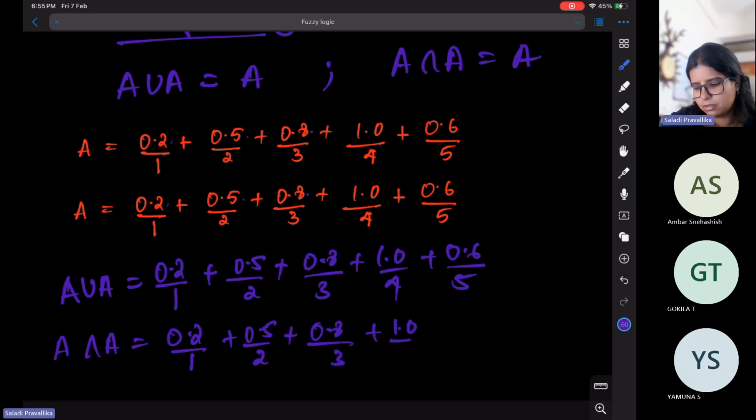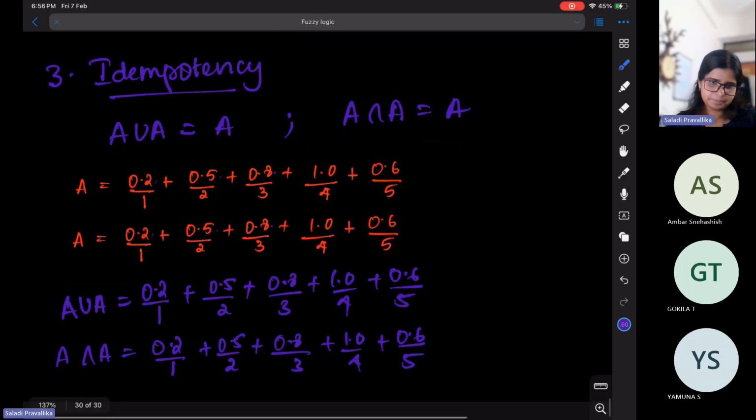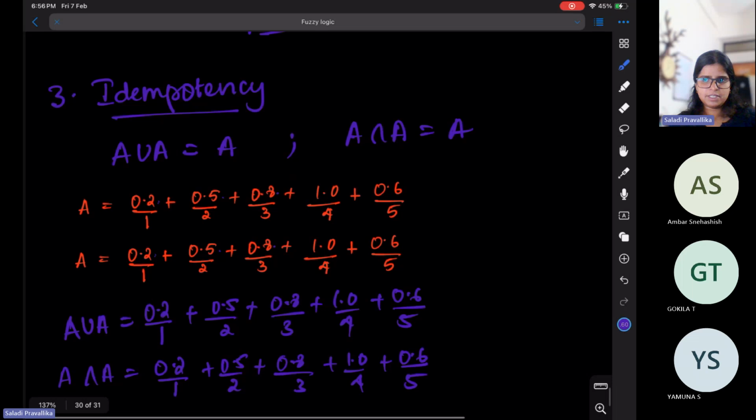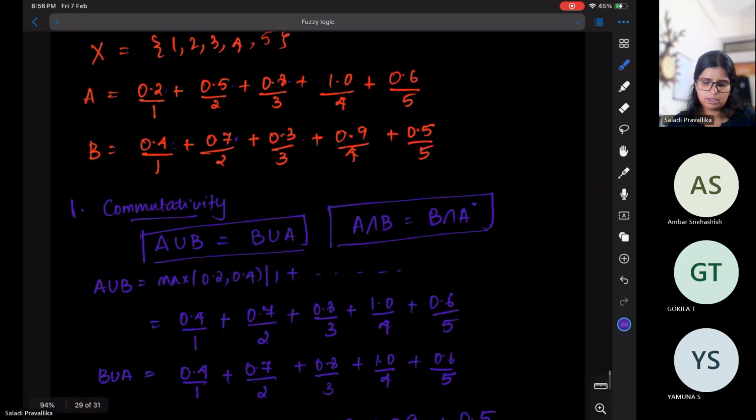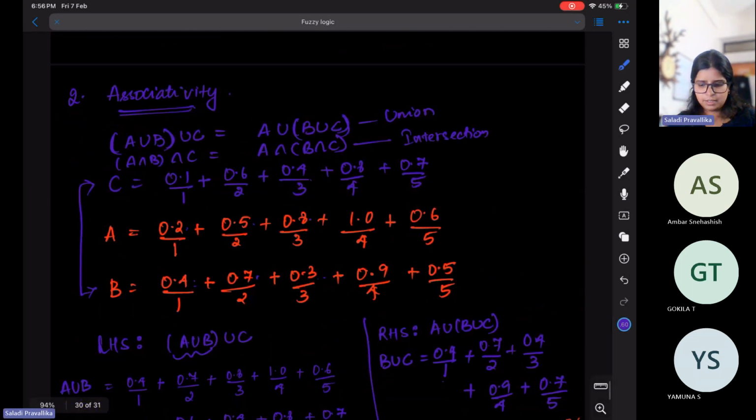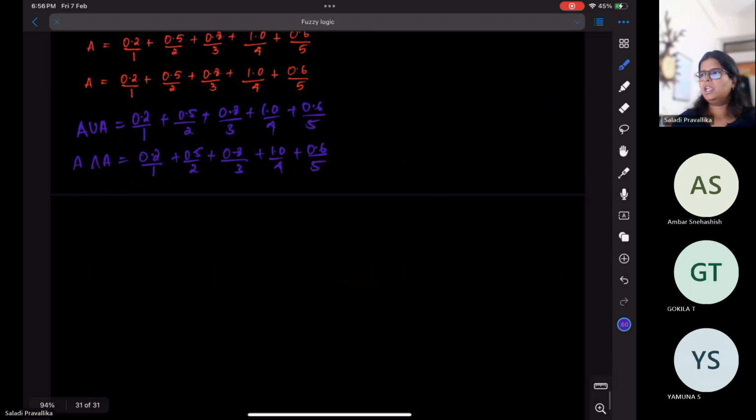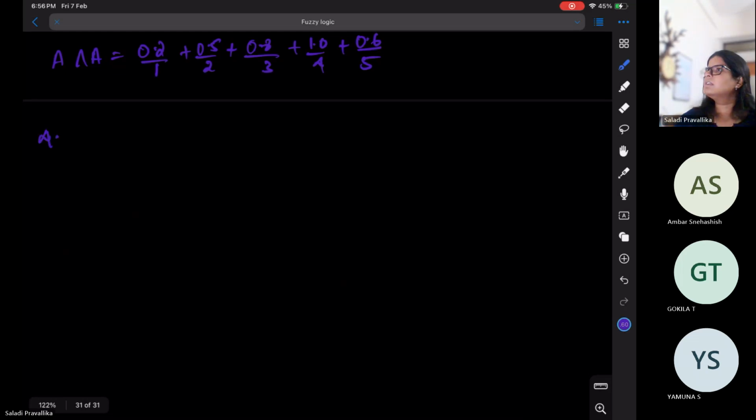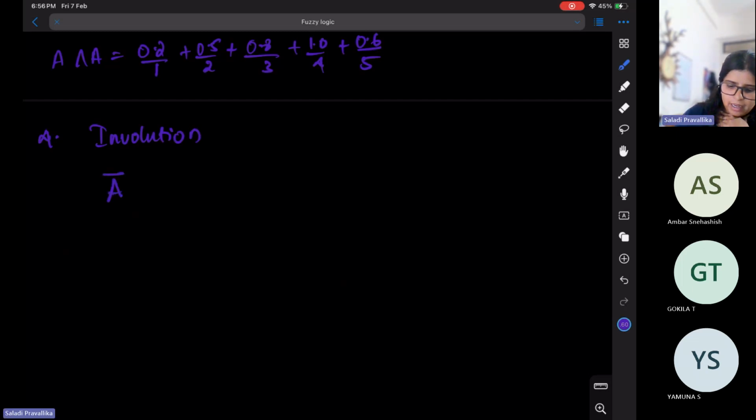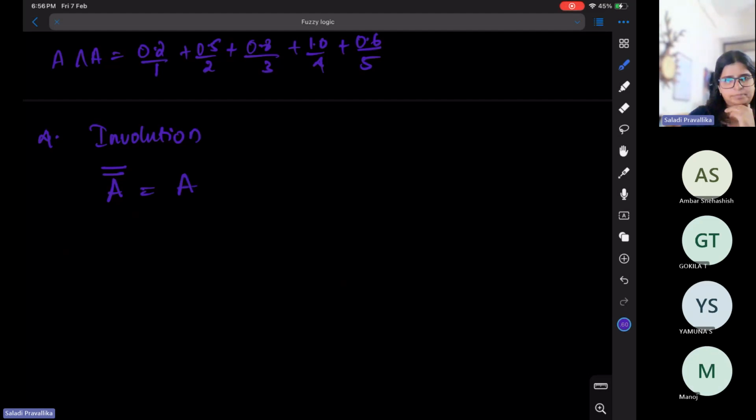So this property is also followed by a fuzzy set. So far we have seen three properties: commutativity, associativity, and idempotency. Okay. The next one, let me look at the slides. Involution, which is A double bar is equal to A.